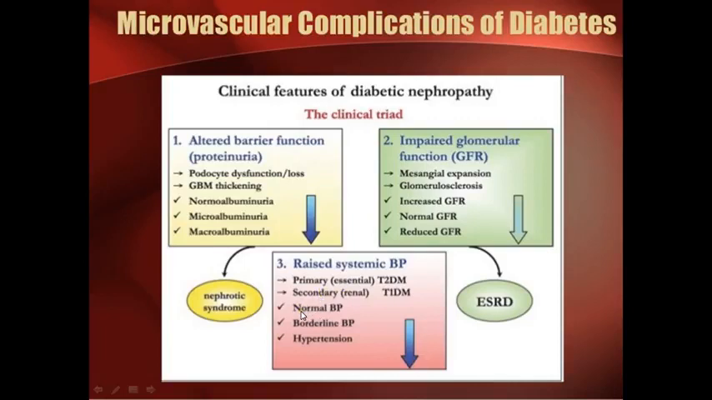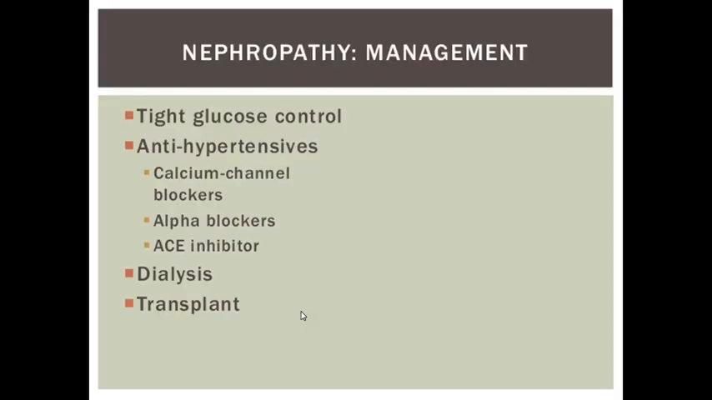Patients can have normal blood pressure, borderline blood pressure, and then they have hypertension. So what is the management? Tight glucose control, antihypertensives like calcium channel blockers, alpha blockers, and ACE inhibitors. Alpha blockers and ACE inhibitors are considered better drugs. They have shown better results, and they have also been shown to play a great role in prevention of progression of diabetic nephropathy.